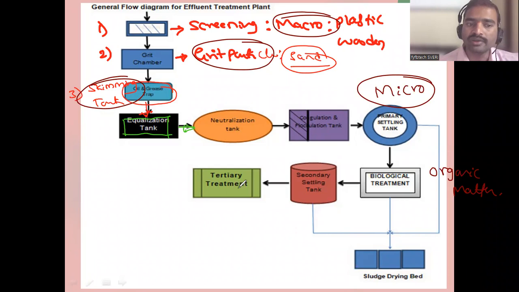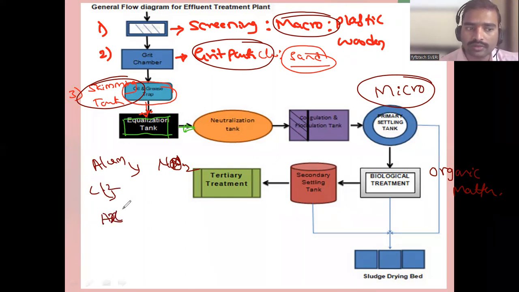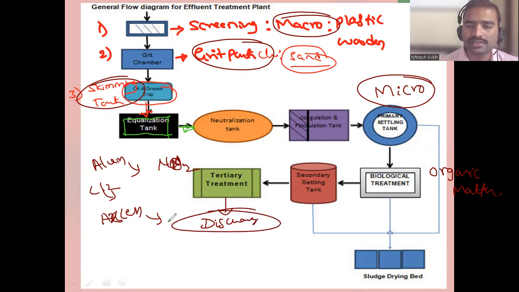After this, tertiary treatment is taken. Which type of material is removed? Nitrogen, NO2, if it is there. Again, what material will be added? Alum will be added. Again, chlorine will be added. If there is excess chlorine, it will be removed by sodium bisulfite. After this, there is discharge. This is how you have to explain it all.